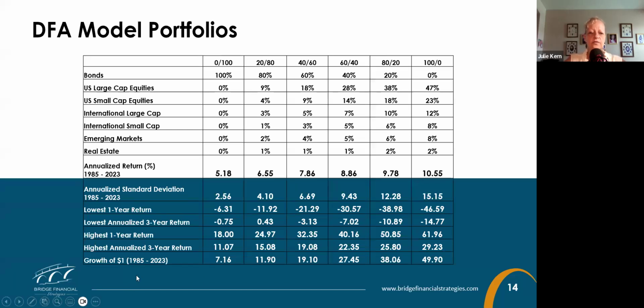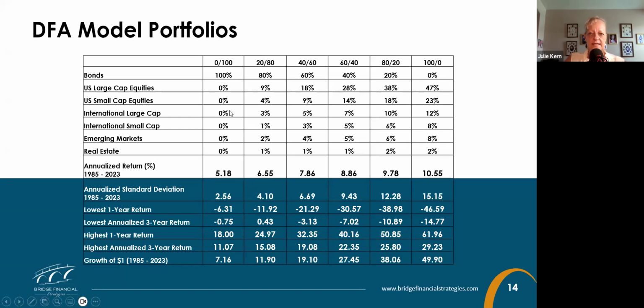And then finally, growth of $1. So if you had invested $1 in 1985 in this portfolio, what would it be worth today? So on the most conservative portfolio, that would be $7.16. And on the high end, it would be almost $50. So that shows you how being able to tolerate a higher volatility produces a higher return, but it also subjects you to some more bouncing around, as I call it, along the way, so it's less comfortable.